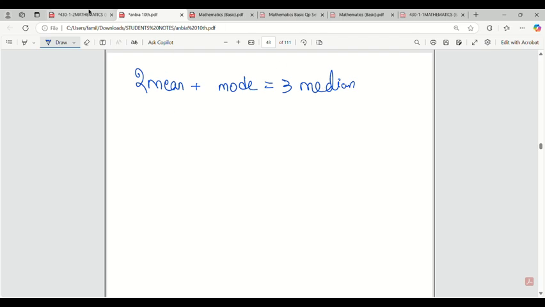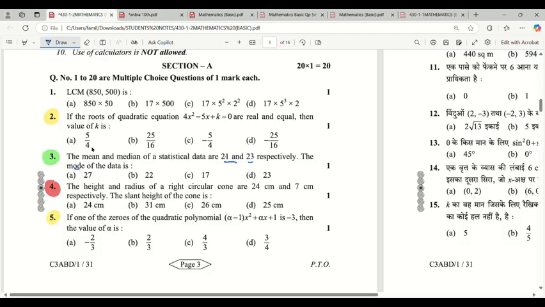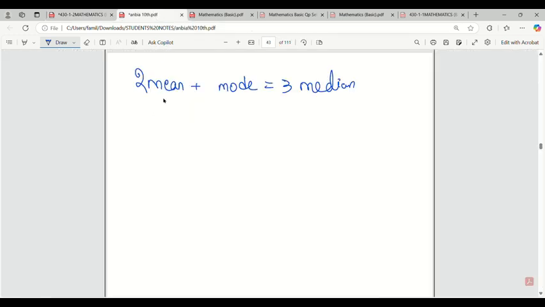How to solve it? See, what do we know? Here we know mean is 21. See the order, don't get confused. Before "and" is mean, so the value before "and" is for mean. After "and" we have median, so the value for median will be 23. The order will be the same, don't change the order. So mean is 21, median is 23. Plus mode will be mode only, or if you want, you can make mode as X. However you want, you can go with that.